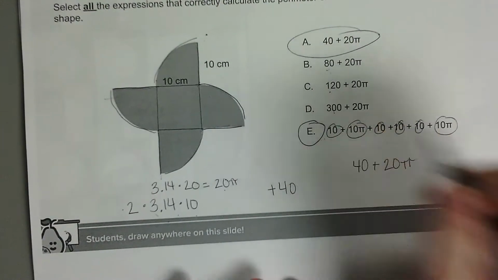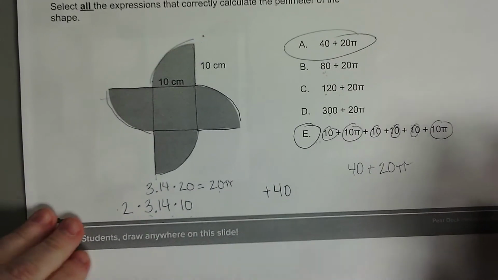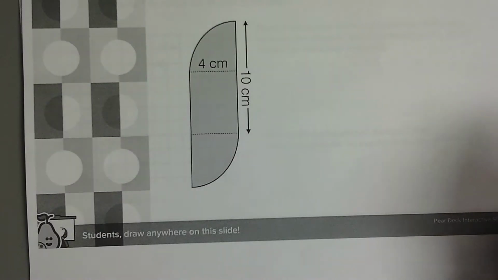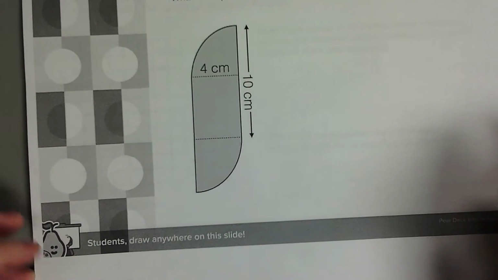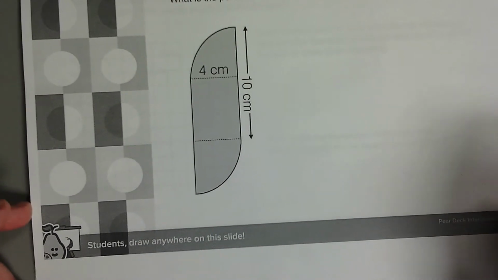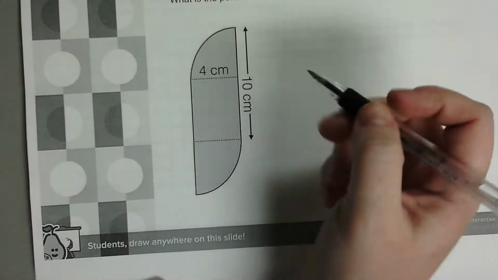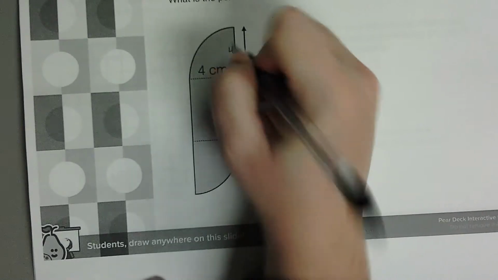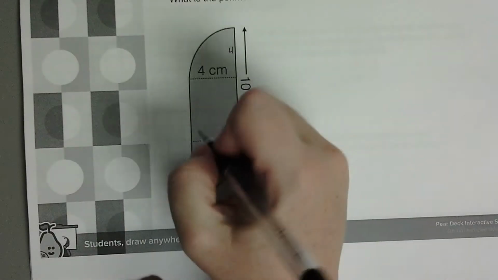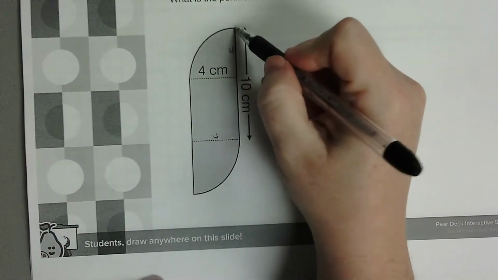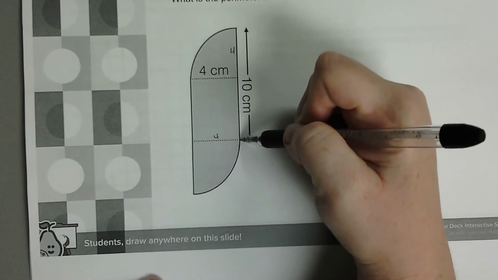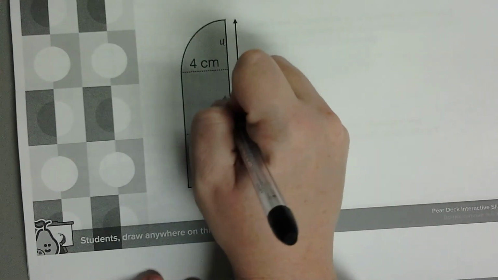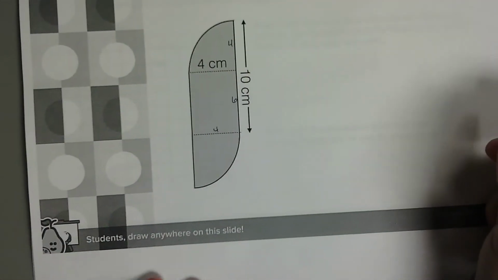So E could also work, A and E. Next, perimeter and area of the following shape. So here is 4. Here's 4. If from here to here is 10, and this is 4 of it, that means we have 6 down here.